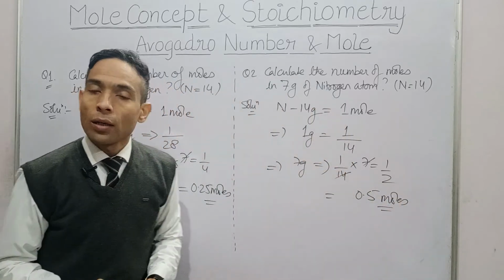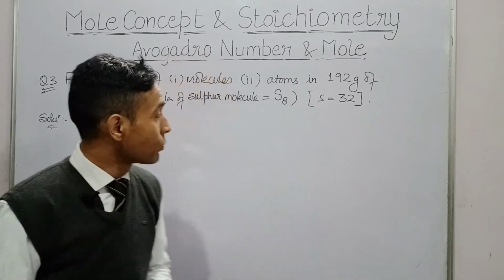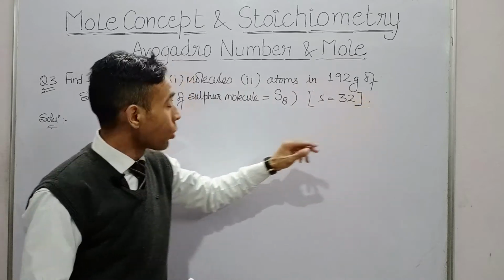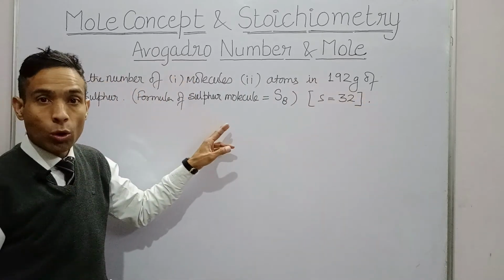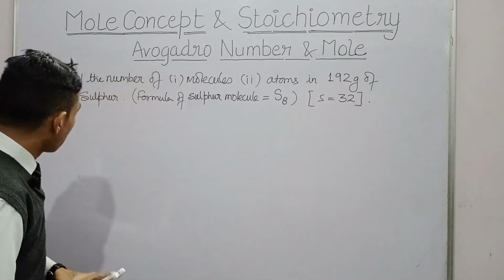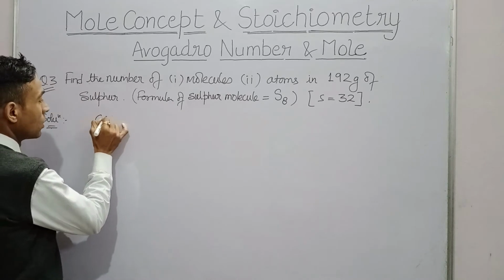Now let's do our next numerical. In the next numerical, we have to find out the number of molecules, atoms in 192 gram of sulfur. The formula for sulfur molecule is S8 and its atomic mass is 32. Let's find out the gram molecular mass of S8 molecule.